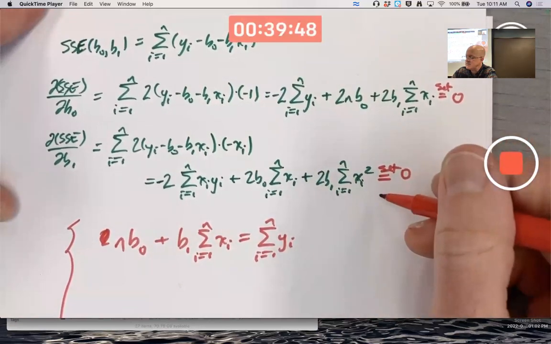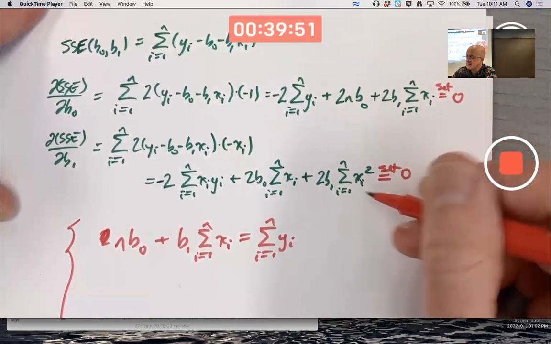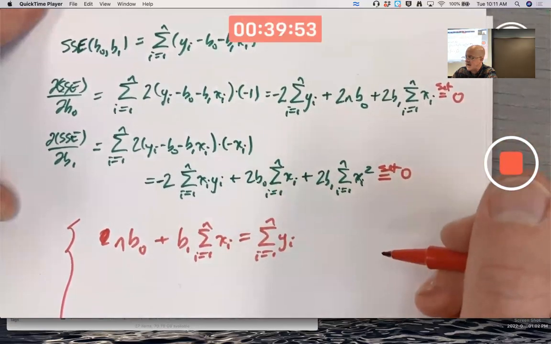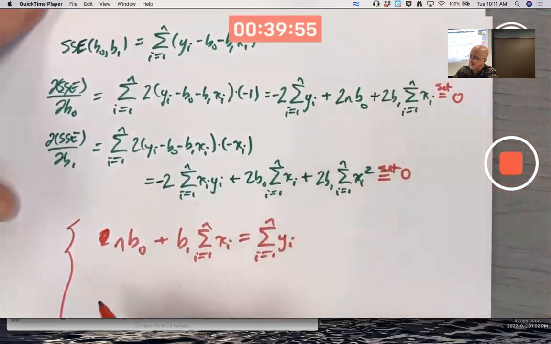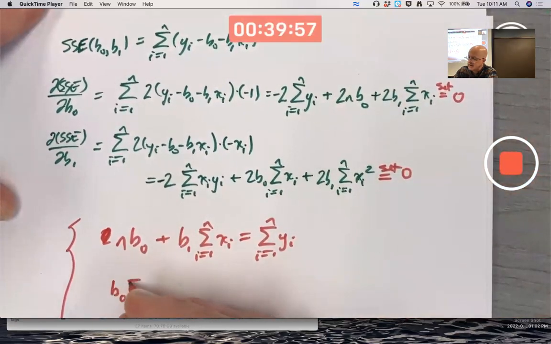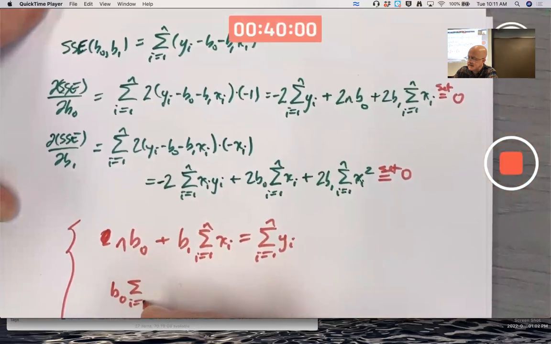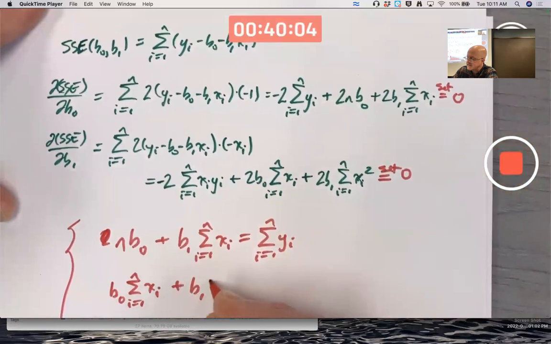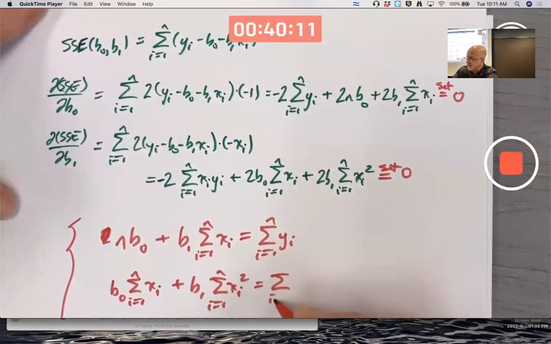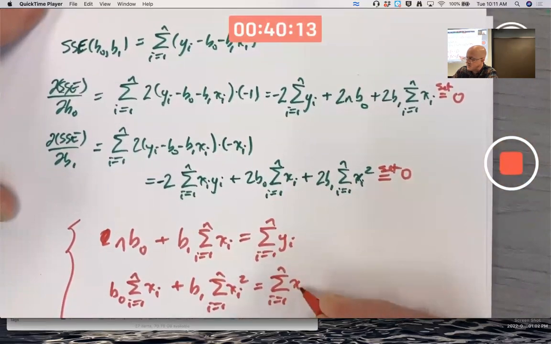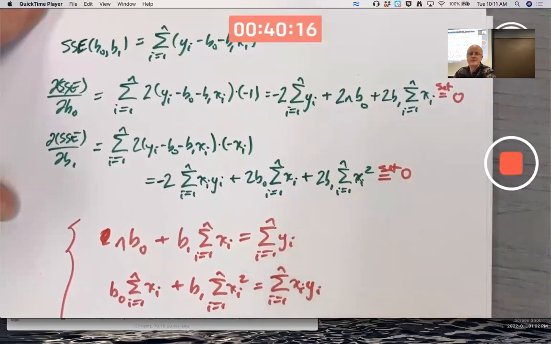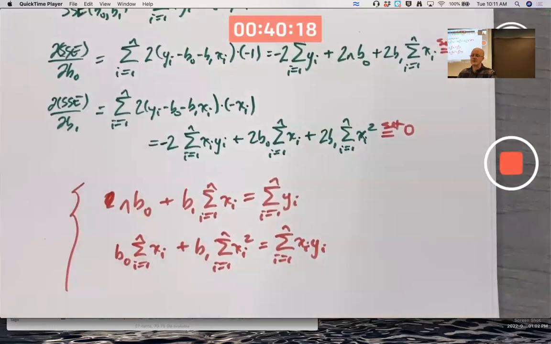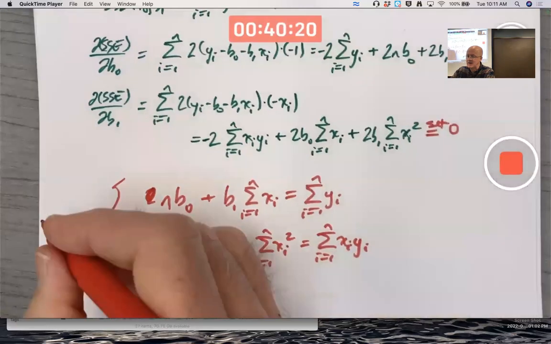With the second equation, cancel all the 2's, add the sum of the xi times yi's to both sides. And what you're left with is B0 times the sum of the xi's plus B1 times the sum of the xi's squared equals the sum of the products xi times yi. There's your system of equations. This has a name. It's called the normal equations.